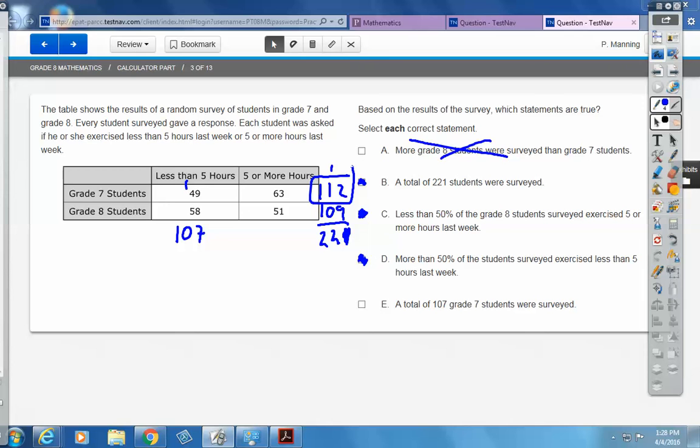But wait a second, let's double check the D. More than 50% of students exercise less, oh, sorry. More than 50, so 50%, okay, what I said and what I did didn't work out here. 107 is less than 50%. So more than 50% exercise more than 5 hours. So that's my bad. So D is not correct. Showing, once again, how important it is to read the directions thoroughly. All right, number 4.